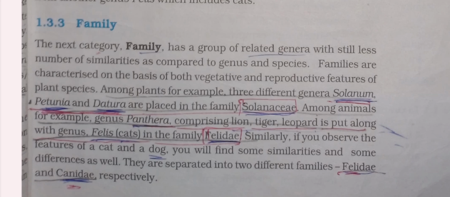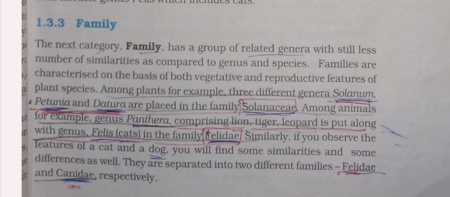Families are characterized on the basis of both vegetative and reproductive features of plant species. So families are also different from each other. Among plants, three genera, suppose Solanum, Petunia and Datura, are placed in the family Solanaceae. Like animals, the genus Panthera, comprising lion, tiger, leopard, along with the genus Felis, are in the family Felidae.